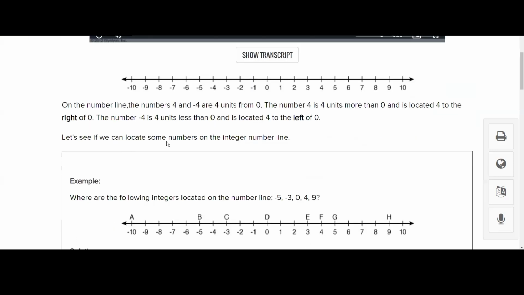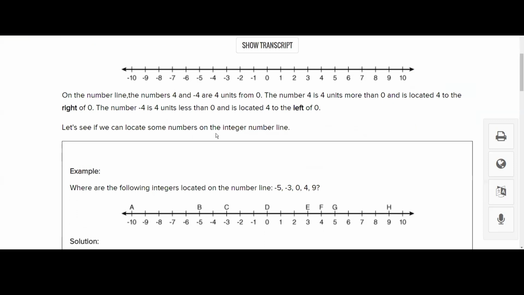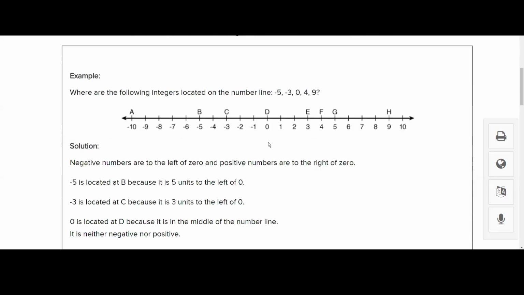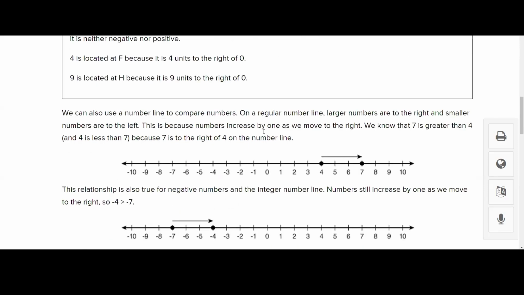So let's see if we can locate some numbers on the integer number line. Where are the following points located? -5, -3, 0, 4, and 9. So -5 is on B, -3 is on C, 0 is on D, and 4 is on F, while 9 is on H. So take note of this one.